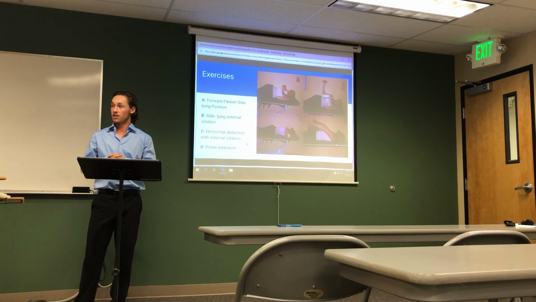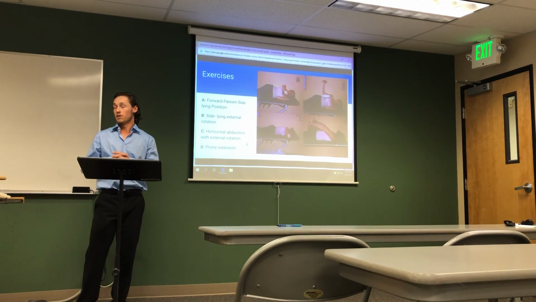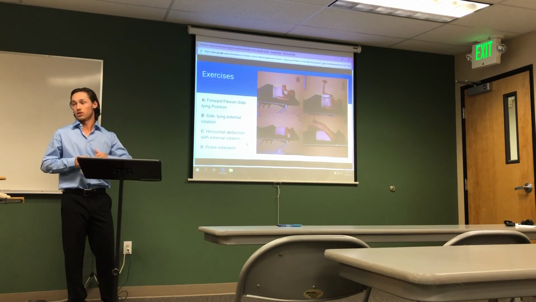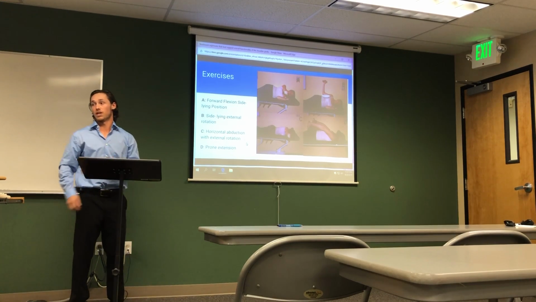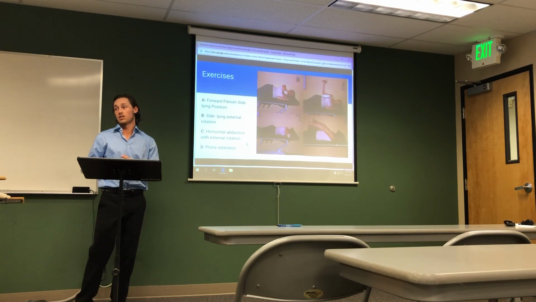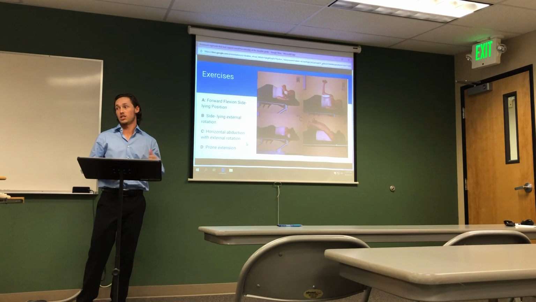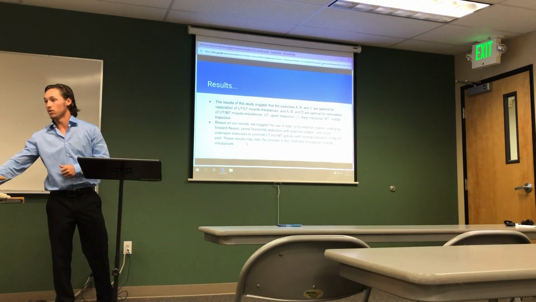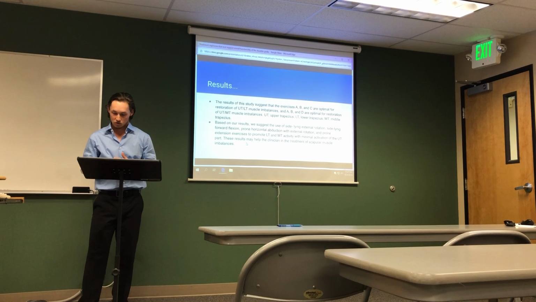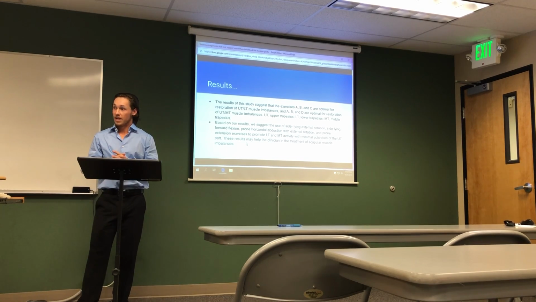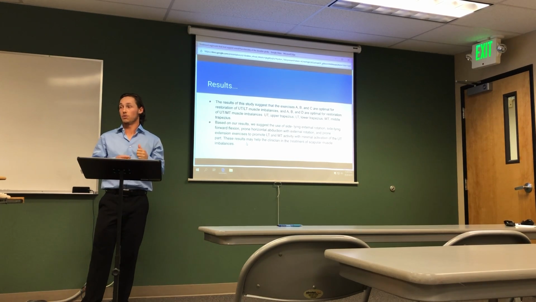For the exercises we see here, these are the four common ones for strengthening the muscles around the shoulder girdle. We have forward flexion in side-lying position, side-lying external rotation, prone horizontal abduction with external rotation, and prone extension as well. As far as the results, we see here that A, B, and C were optimal for upper and lower trap imbalances, as well as A, B, C, and D were huge for upper trap and middle trap imbalances as well.